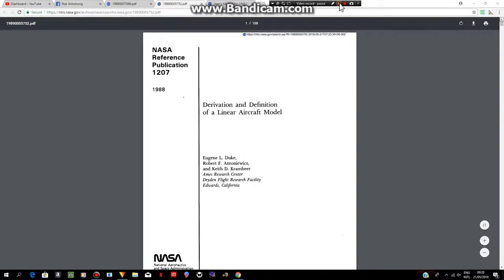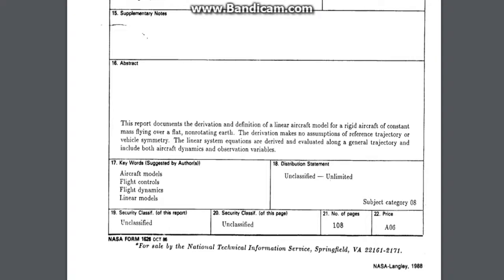Number 2. The next document is titled Derivation and Definition of a Linear Aircraft Model. NASA reference publication number 1270, dated 1988. All the way down at the bottom of the report, it states, this report documents the derivation and definition of a linear aircraft model for a rigid aircraft of constant mass flying over a flat, non-rotating Earth.